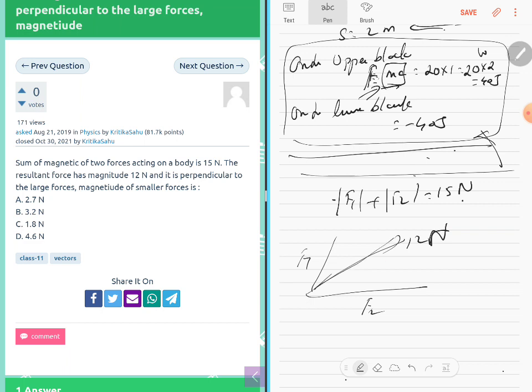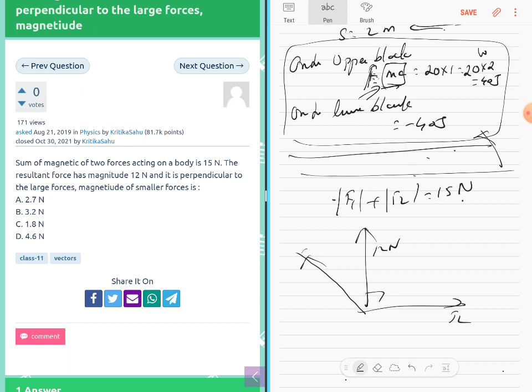And it is perpendicular to the largest force. Oh, the resultant itself is perpendicular to the large force, which means it's not going to be like this. Considering one of the forces is the largest force, the resultant itself is going to be like this. So this is 12 Newton and the sum of these two is 15 Newton. So this is your F resultant, this is your F largest, and the other is F smallest. So this is F largest and this is the resultant.